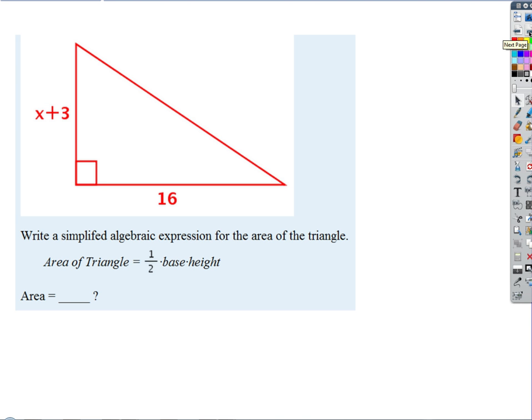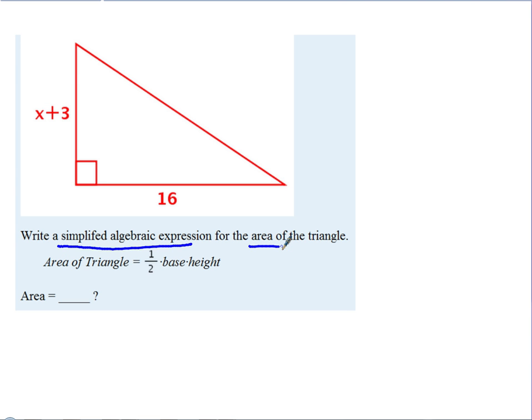Isolate x is what we would do if we were solving for x. This is a little bit different. We're trying to write a simplified expression for area. So in other words, area equals something that's probably going to involve x's, right? How do we calculate the area of a triangle? Half base times height, right?